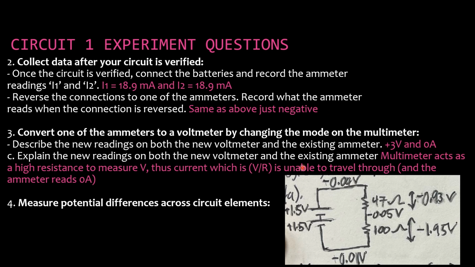And this is because the multimeter acts as a high resistance to measure voltage, thus the current, which is V divided by R, is unable to travel through and the ammeter reads 0 amps. And right here, these are all the different potential differences across the circuit elements.